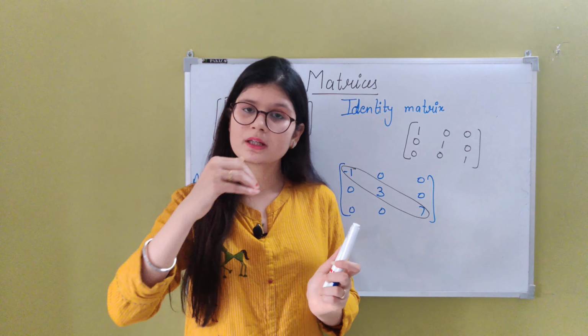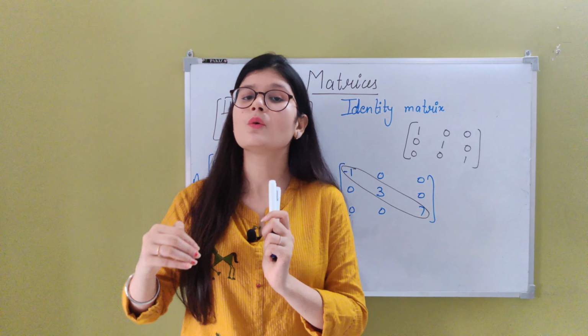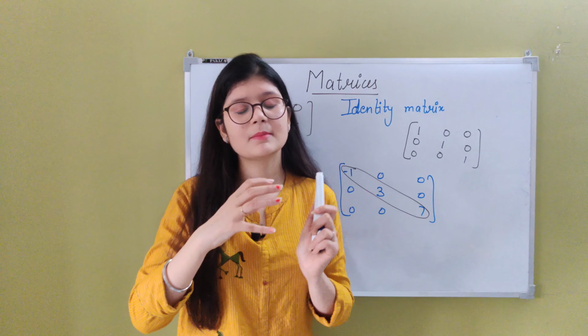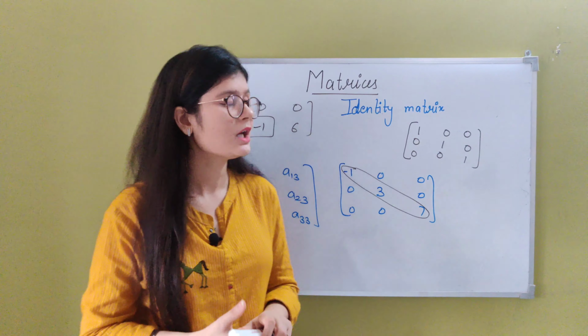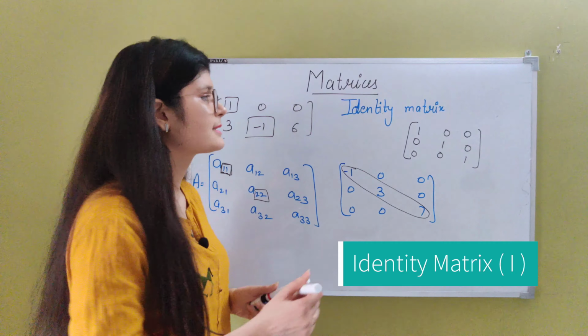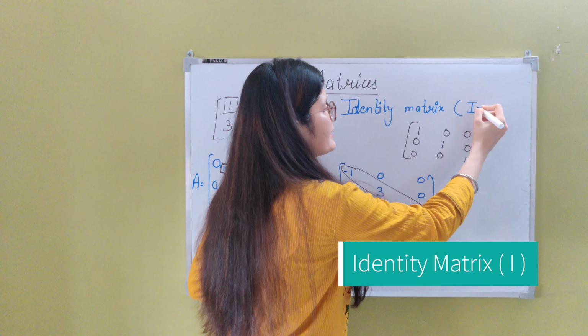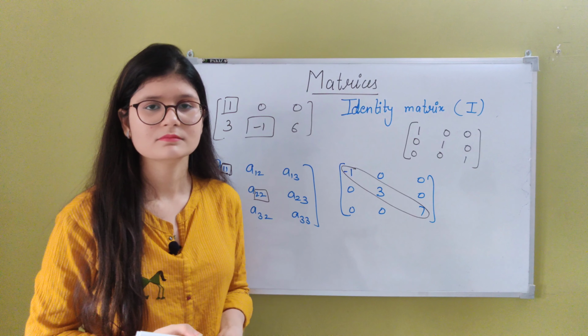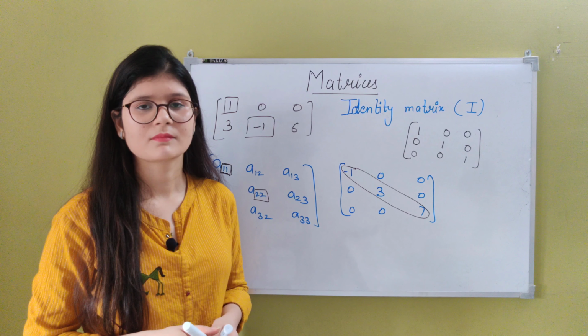When all the diagonal elements become 1, then we call it an identity matrix, and it is represented as capital I. Okay?